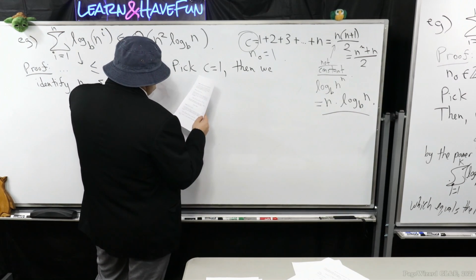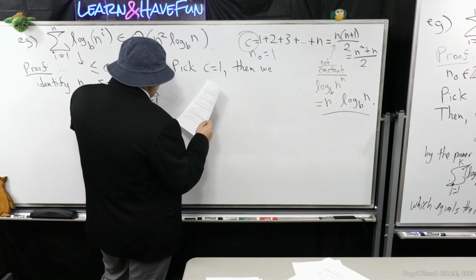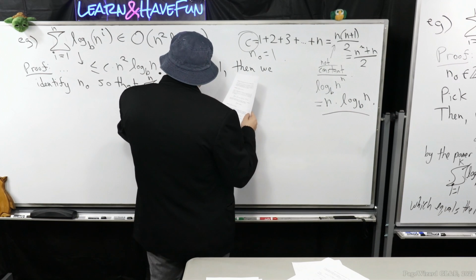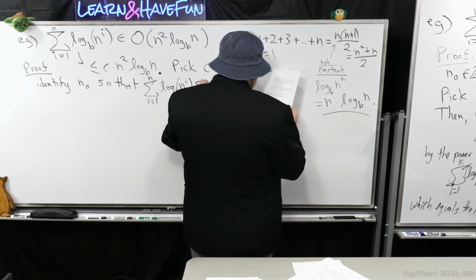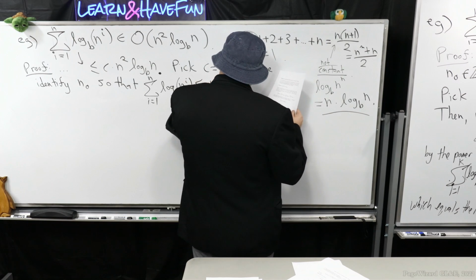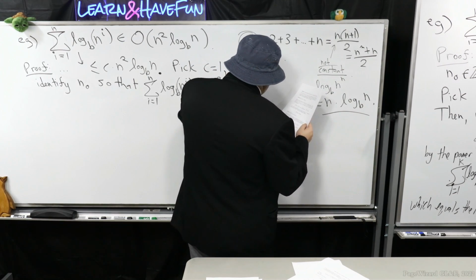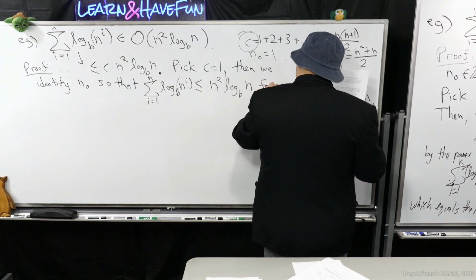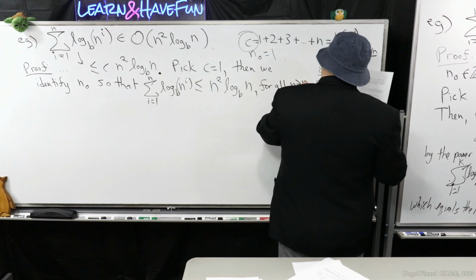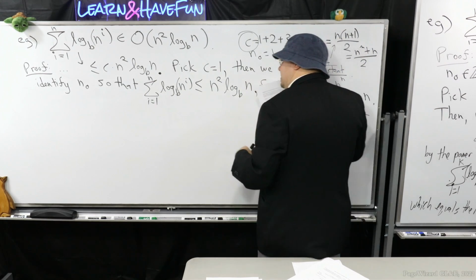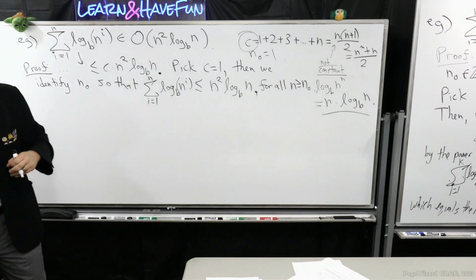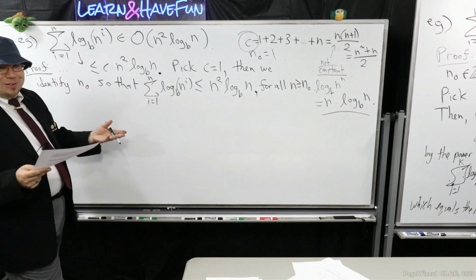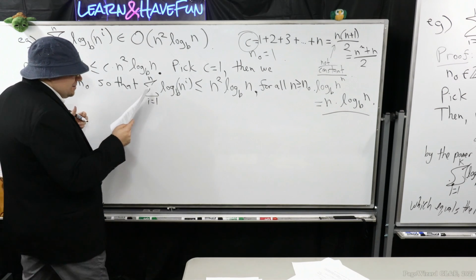So that the sum from I is equal to 1 to n of log base b of n to the power of I is less than or equal to n squared log base b of n. So notice because I pick c is equal to 1. And this has to be, remember, don't forget this part, for all n greater or equal to n0. We have to have our quantifier in place. I don't want to omit any of them. So now we have this. Now what I'm going to do is I'm just going to simply apply the power rule of logarithms, and we're going to bound accordingly, okay?